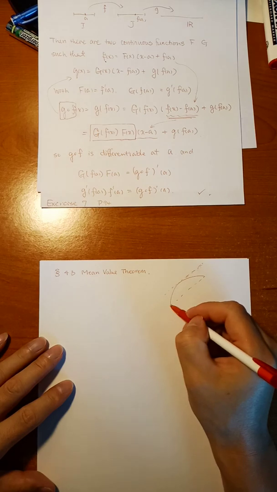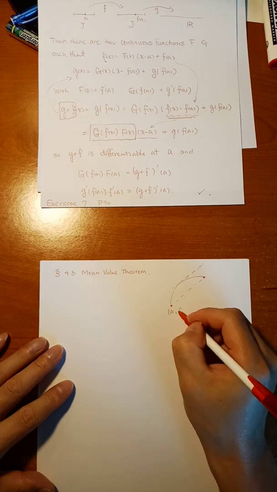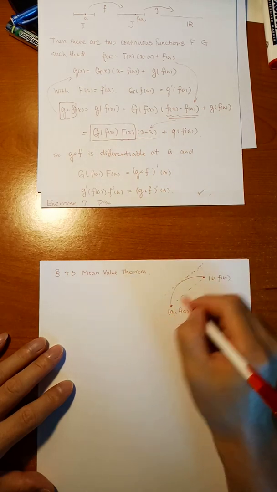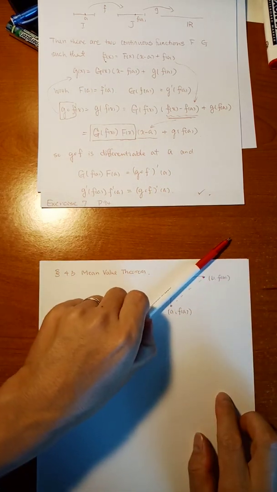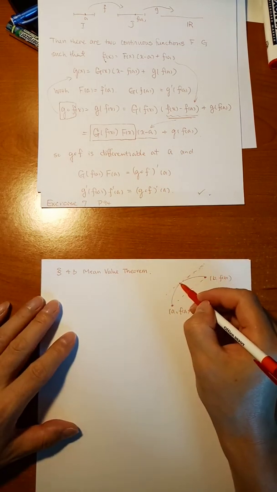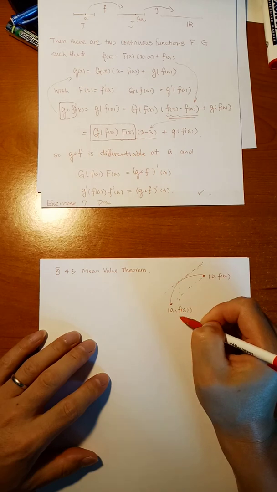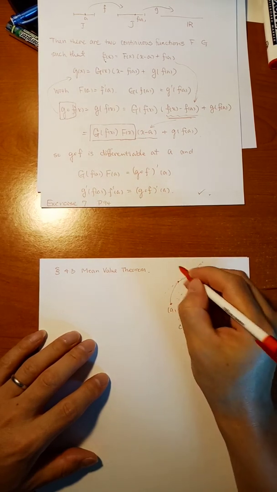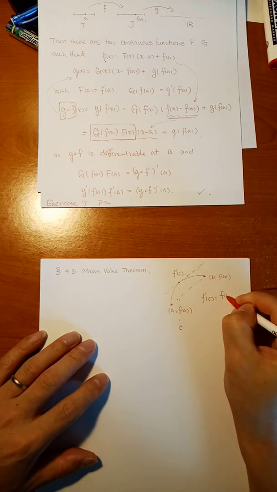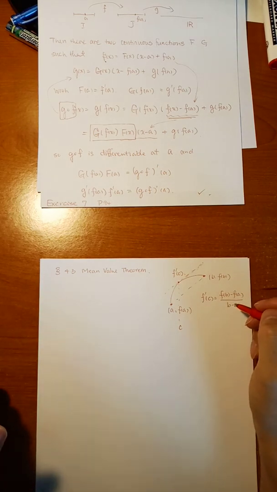We compare the slope of the chord connecting two endpoints, (a, f(a)) and (b, f(b)), the slope of this chord, and then we move a parallel line. If the graph is smooth, the function is differentiable, then definitely at a certain point this parallel line will be the tangent line, and the corresponding value is c. So the slope is f prime of c. So f prime of c is equal to (f(b) minus f(a)) over (b minus a). This is the mean value theorem, MVT.